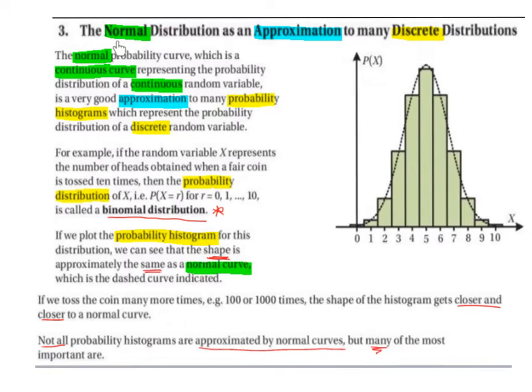Part 3. The normal distribution as an approximation to many discrete distributions. The normal probability curve, which is a continuous curve representing the probability distribution of a continuous random variable, is a very good approximation to many probability histograms, which represent the probability distribution of a discrete random variable. So just a reminder, continuous data can take any value, whereas discrete data must take a certain value.